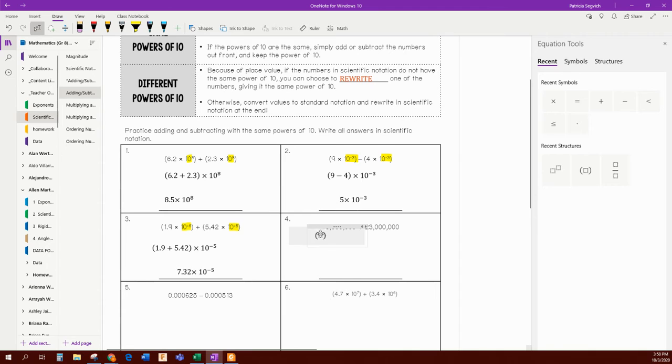Let me pull this down so we can see the number better. This is going to be 4 and 5 tenths times 10, and we have to count all the place values after this 4, right? 1, 2, 3, 4, 5, 6, 7, times 10 to the 7th. And then we're adding 2 and 3 tenths times, let's count everything after the 2: 1, 2, 3, 4, 5, 6, 7, times 10 to the 7th.